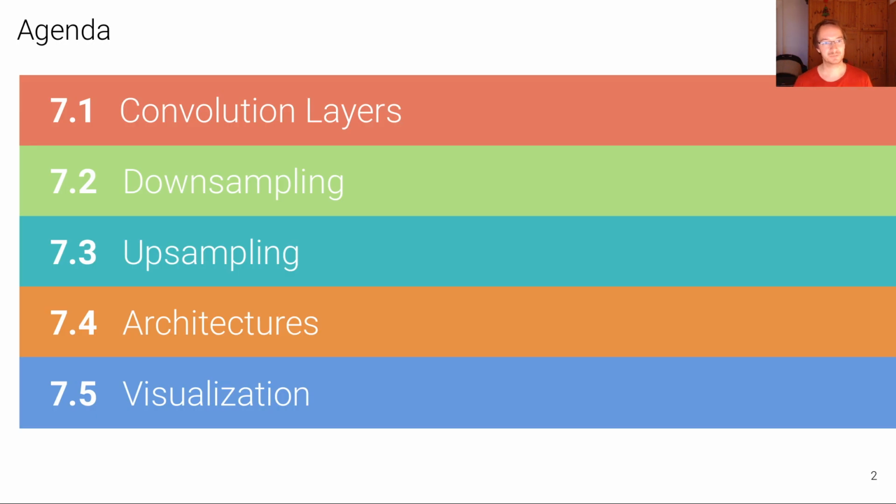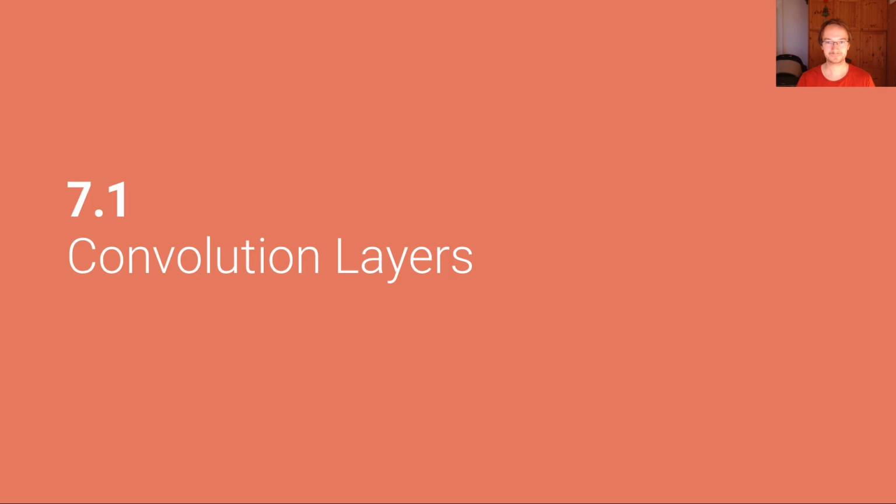This lecture is subdivided into 5 units. We're going to start by having a look at the basic convolutional layer, followed by downsampling and upsampling strategies that are able to alter, to shrink, or to expand the spatial dimensions of the feature map. We're going to have a look at historical and more recent neural network architectures, and we're going to also have a brief look at visualization techniques that shed some light onto the inner workings of convolutional neural networks. Let's get started with convolutional layers.